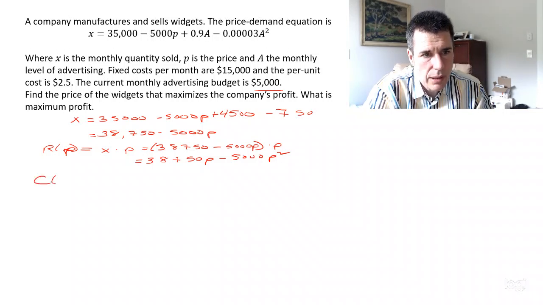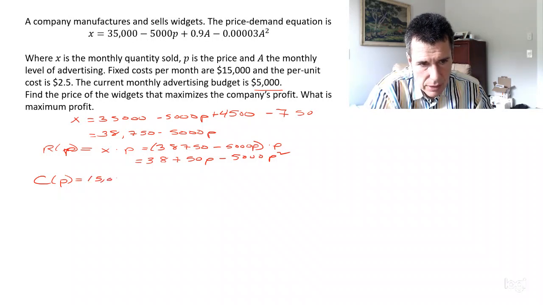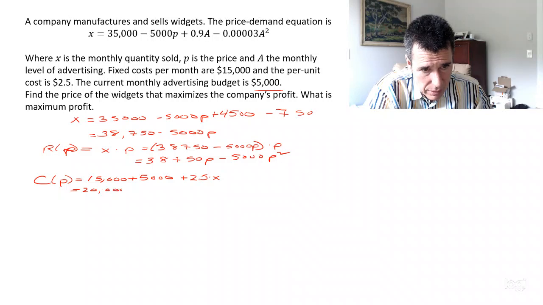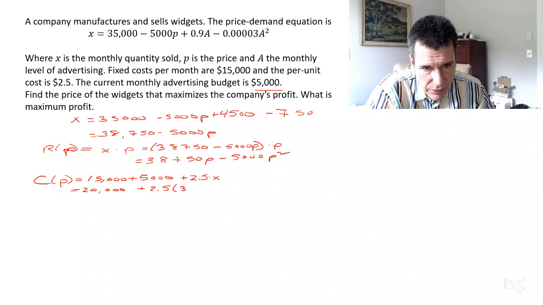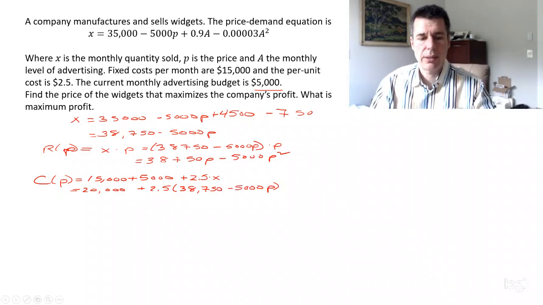Costs, so we want this in terms of P. We know the fixed costs are 15,000, so 15,000 plus advertising, 5,000, plus 2.5 times X, so that's 20,000 plus 2.5 times X, which was 38,750 minus 5,000p. Okay, I'm going to calculate again.